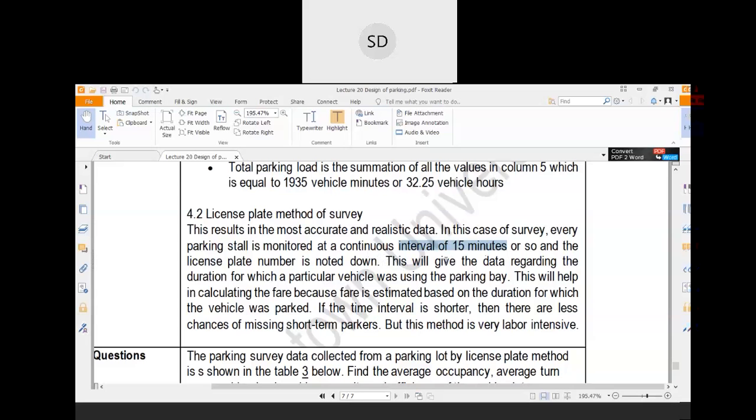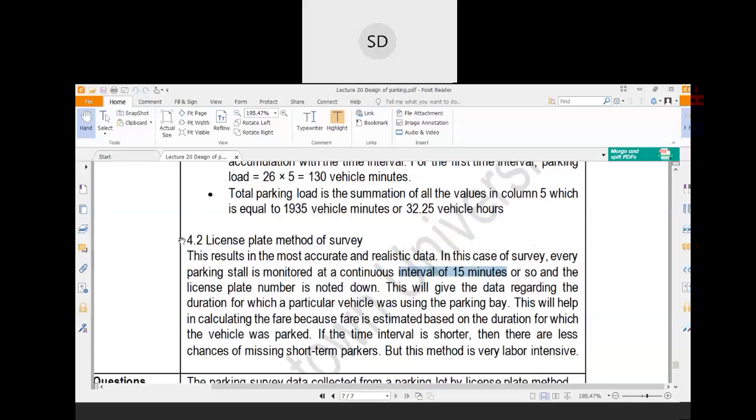Now this will give the data regarding the duration for which a particular vehicle was using that parking bay. This will help in calculating the fare, because if you want to impose a fare, the parking fare will be based on the duration of time you have parked over there. Suppose for 1 hour parking you can impose 20 rupees, for 2 hours you can impose 30 or 40 rupees, like that. For this reason you need to find out the average duration of time for which these types of vehicles have parked over there.